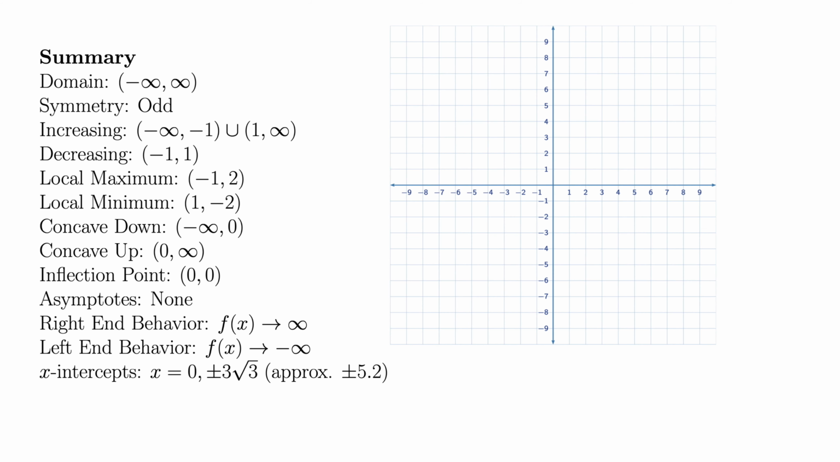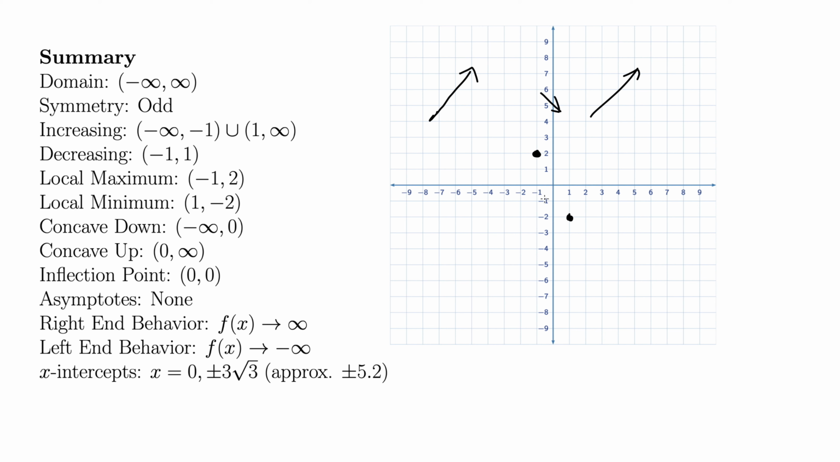We have domain negative infinity to infinity, and the symmetry is odd, so we'll just keep that in mind for later. When you go to graph things, you sketch in the details a little bit until the graph forms. So increasing from negative infinity to -1, then from -1 to 1 it's decreasing, and then at 1 we're back to increasing again. We have more detail with our local maximum at (-1, 2), so that's way up here, and a local minimum at (1, -2), so there's our minimum.